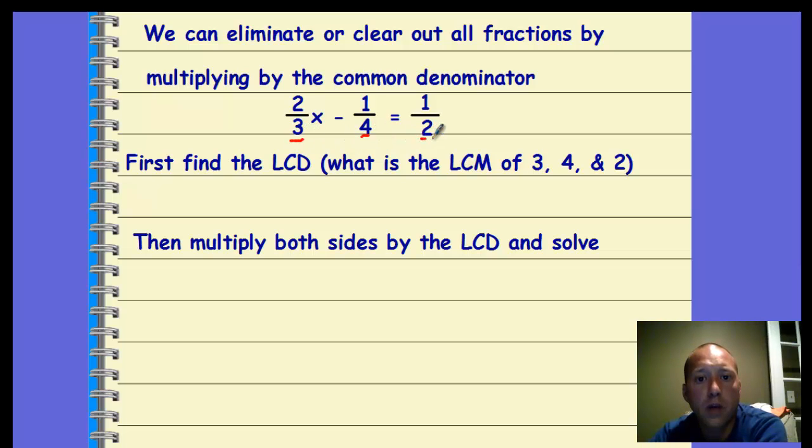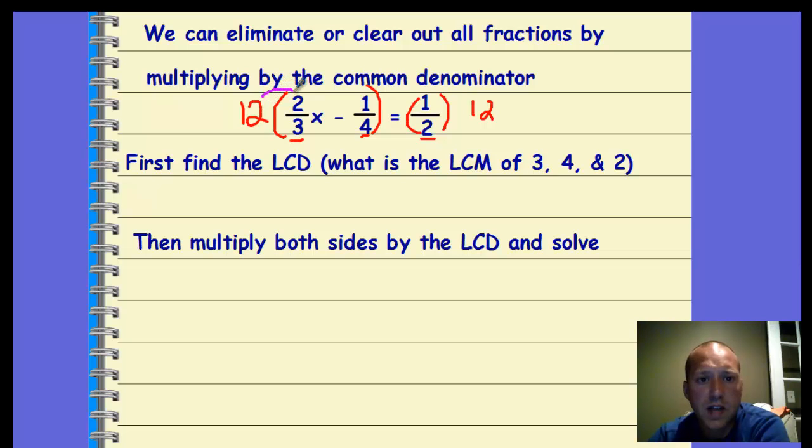We have a 3, a 4, and a 2. And we say, what is the common denominator? Which is also saying the least common multiple of those denominators, 3, 4, and 2. The first number that 3, 4, and 2 all go into. So you can look at multiples of 3: 3, 6, 9, 12. 4: 4, 8, 12. And 2: 2, 4, 6, 8, 10, 12. So you can see that 12 is a common multiple. So you multiply everything by 12, multiply both sides by 12, it will actually get rid or reduce out all of your denominators, all your fractions.